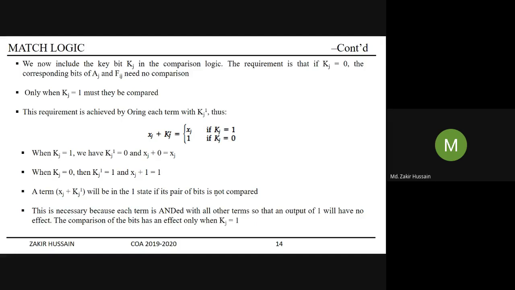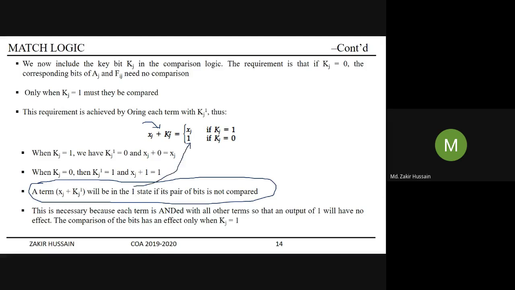So that's how a term XJ plus KJ bar will be in the 1 state if its pair of bits is not compared. This is the point that we have to make a note of. What is this point telling? A term XJ plus KJ bar will be in the 1 state if its pair bits are not compared, meaning I am tying this to 1, irrespective of the comparison.